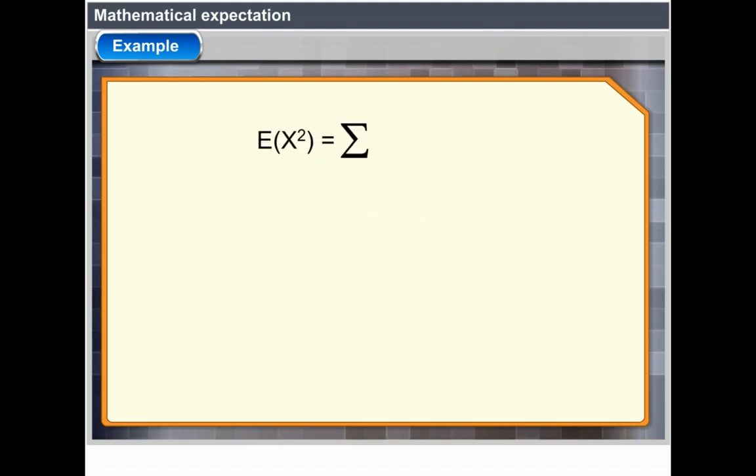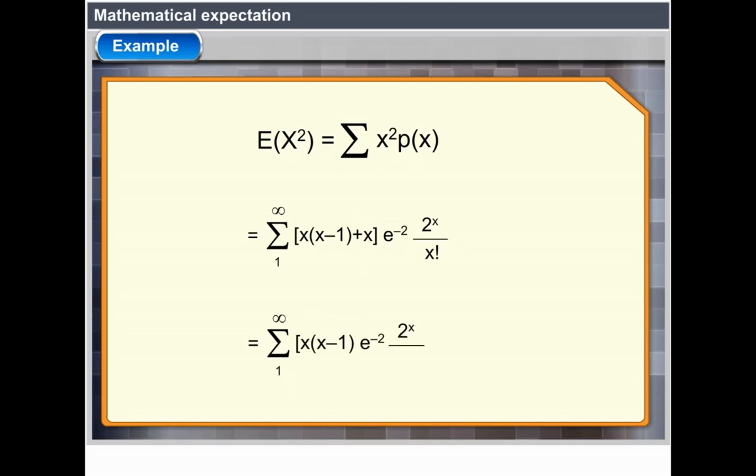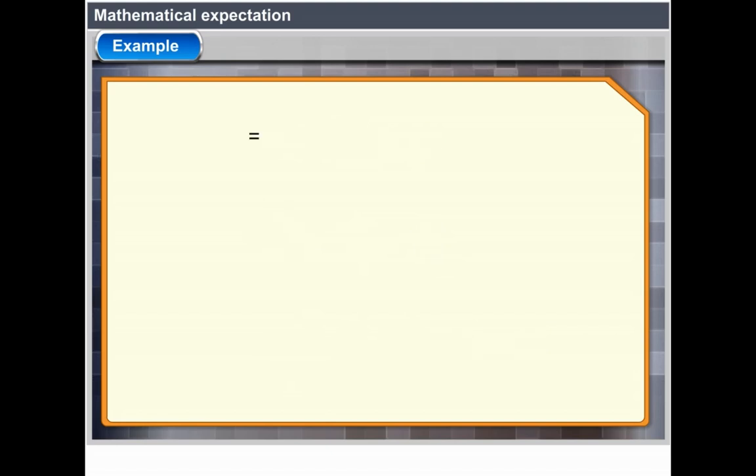Expectation of x square equal to summation x square into p of x. We can write x square like x into (x minus 1) plus x, so it equals summation x equal to 1 to infinity x into (x minus 1) into e power minus 2 into 2 power x by x factorial plus summation 1 to infinity x into e power minus 2 into 2 power x by x factorial. Then equal to e power minus 2 summation 2 to infinity 2 power x by (x minus 2) factorial plus 2. We have to notice one thing very carefully. One step before, we used summation 1 to infinity in the first step. Now we are using summation 2 to infinity, equal to e power minus 2 into 4 into e power 2 plus 2. Then we get 4 plus 2. Then the final answer is 6 for expectation of x square.